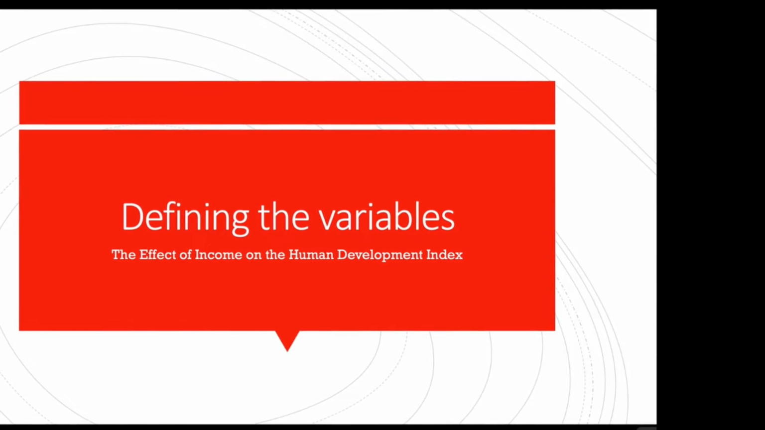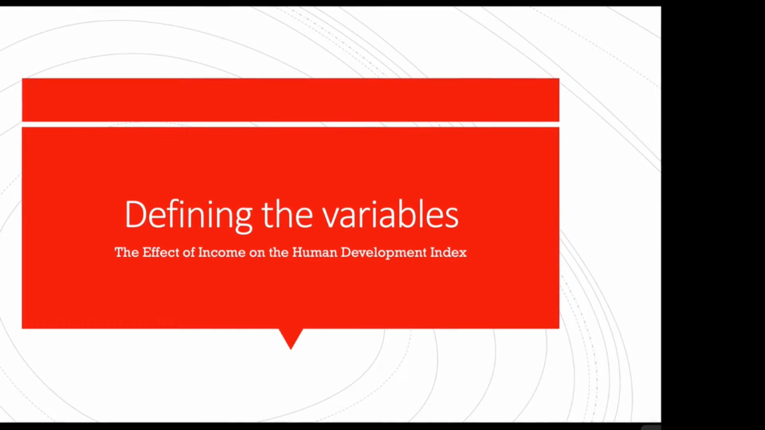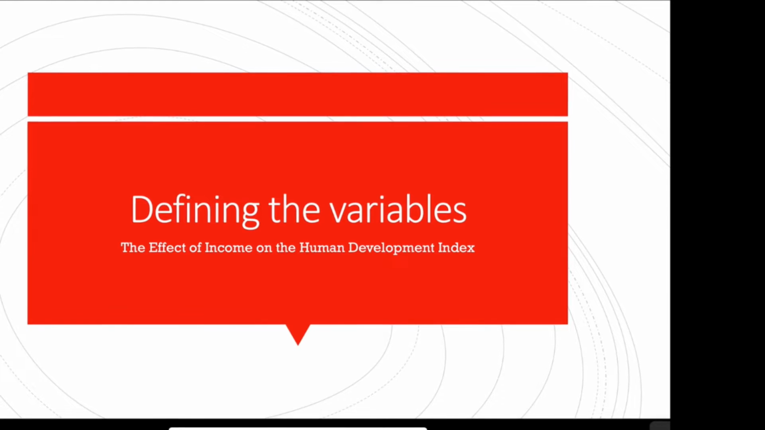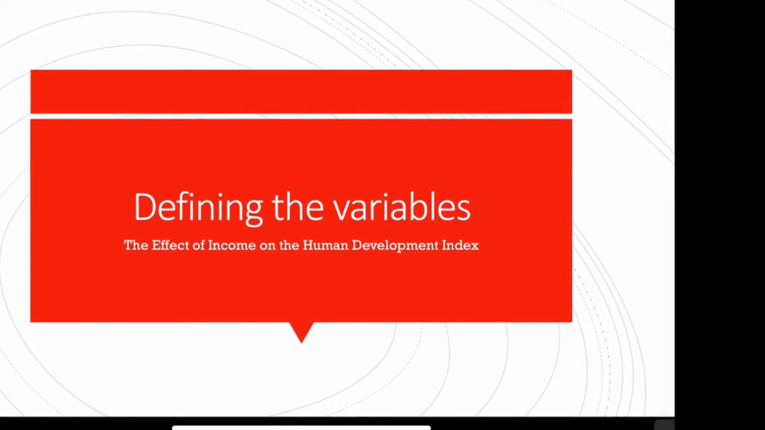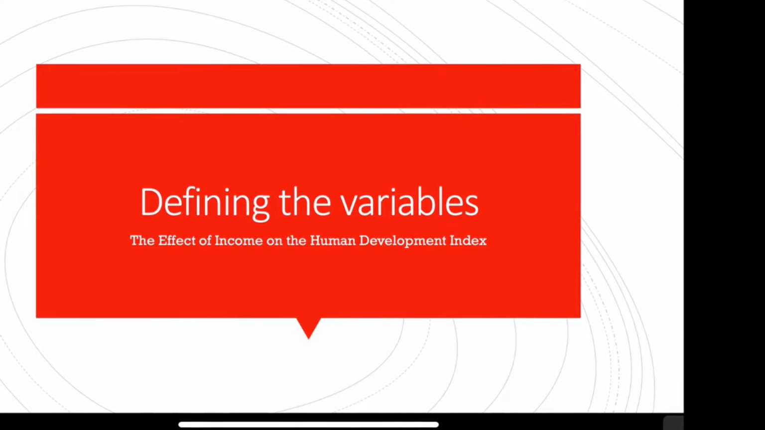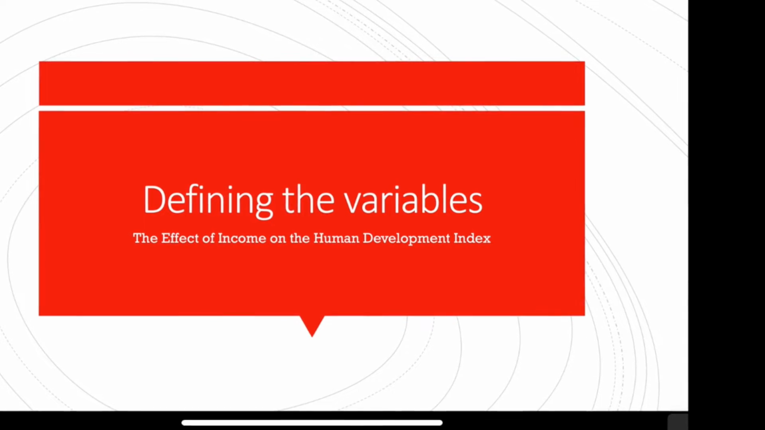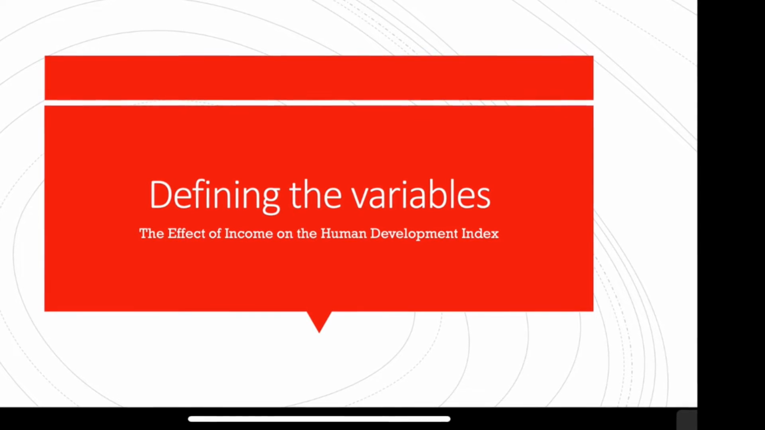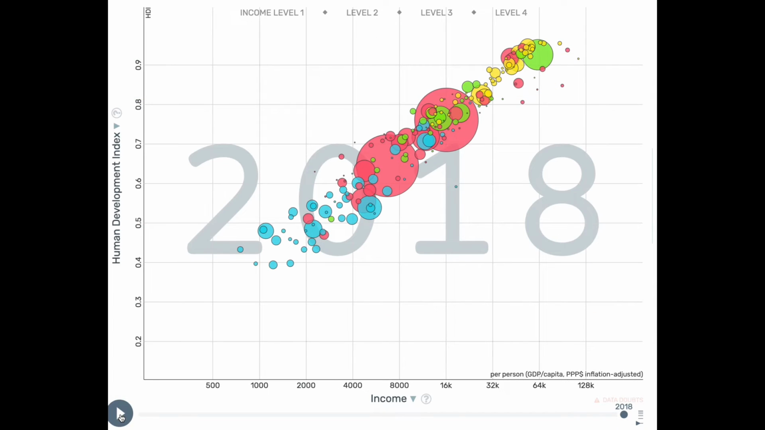The Human Development Index was created in 1990 by Dr. Mahbub-ul-Haq, a revered Pakistani economist. Gapminder defines the Human Development Index as, quote, an index used to rank countries by level of human development. This human development contains 3 different dimensions: health level, educational level, and living standard.